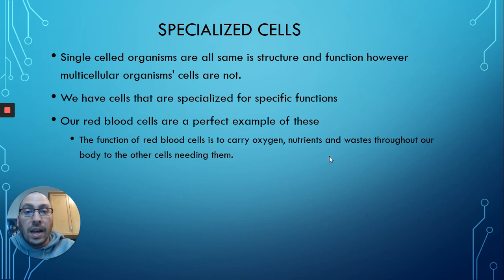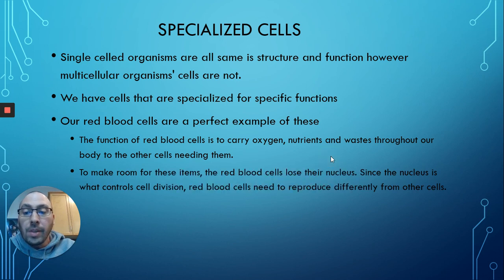Very, very important. If we didn't have those, we wouldn't be surviving. To make room for all of these things that the cells have to carry, the red blood cell ends up having to sacrifice something. And that thing it sacrifices is the nucleus. So we talked about the nucleus earlier in the year when we said how the nucleus is the command center of the cell. It tells the cell what to do. It's also where reproduction occurs with chromosomes and whatnot. The red blood cells actually lose their nucleus. They lose the nucleus in order to have extra space to carry all the needed materials throughout the body.